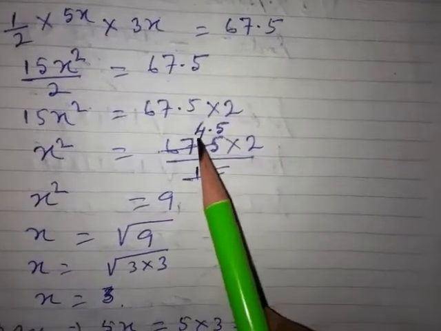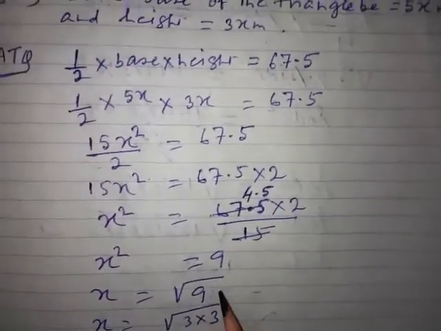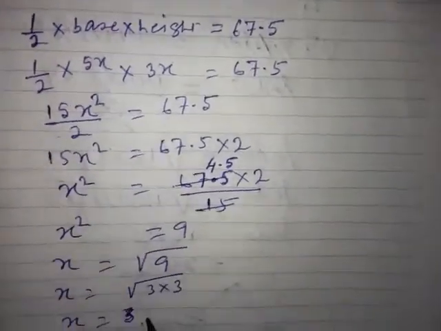So x square equal to 67.5 into 2 by 15. If you calculate it, it will come 4.5. So x square equal to 9. You got the value of x square. What is x? Root over of 9. So x equal to 3 into 3. They are in pair. Value of x you got 3.